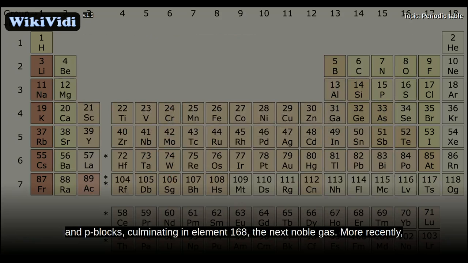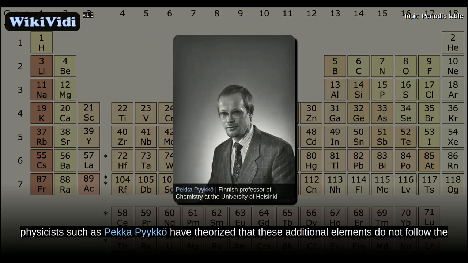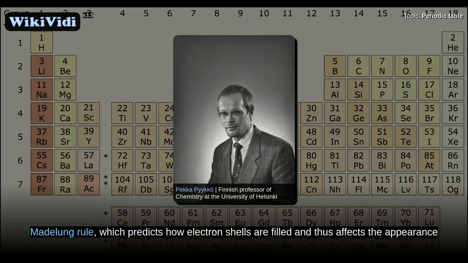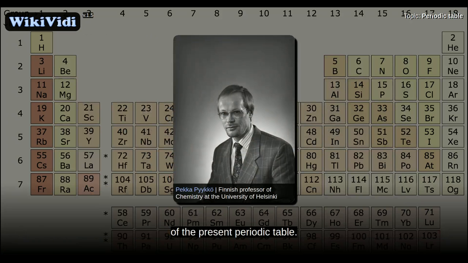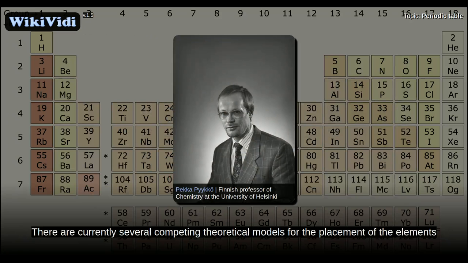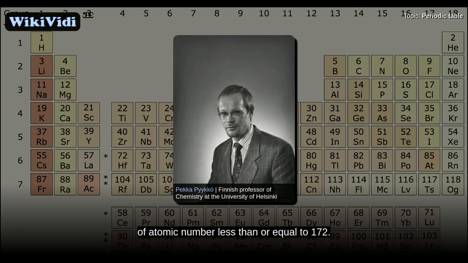More recently, physicists such as Pekka Pyykkö have theorized that these additional elements do not follow the Madelung rule, which predicts how electron shells are filled and thus affects the appearance of the present periodic table. There are currently several competing theoretical models for the placement of the elements of atomic number less than or equal to 172.